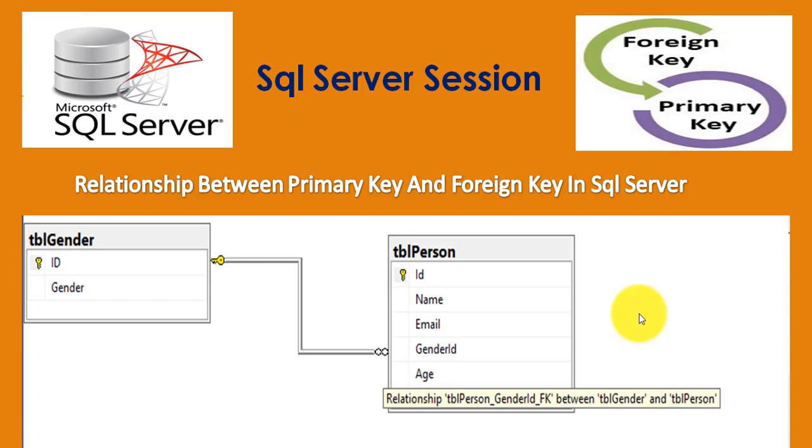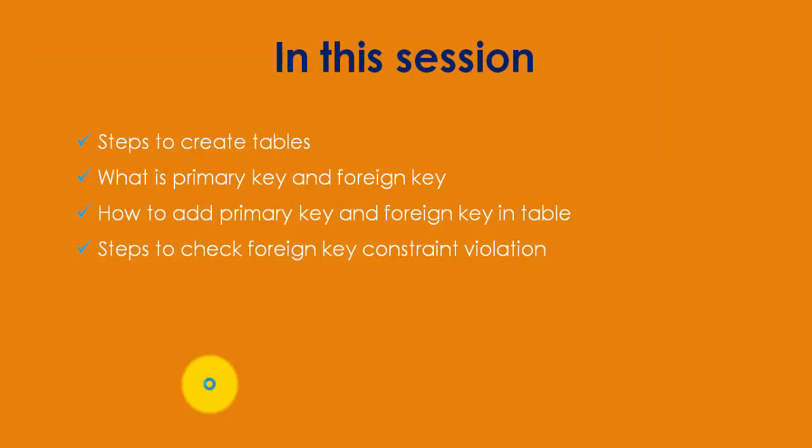So in this session we'll learn the steps to create tables, what the primary key and foreign key constraints are, how to add a primary key and foreign key in a table, and finally how to check the foreign key constraint violation if any invalid data is inserted into the mentioned tables. So first, you need to know how to create tables.